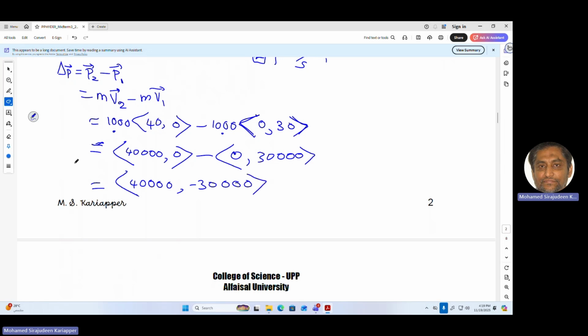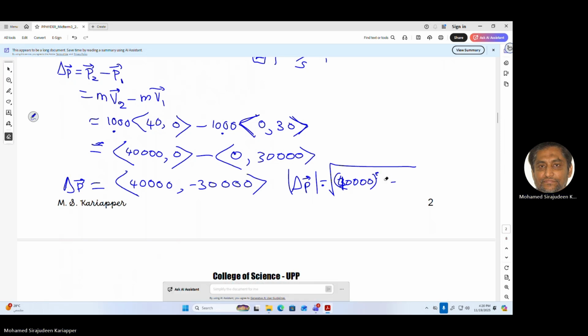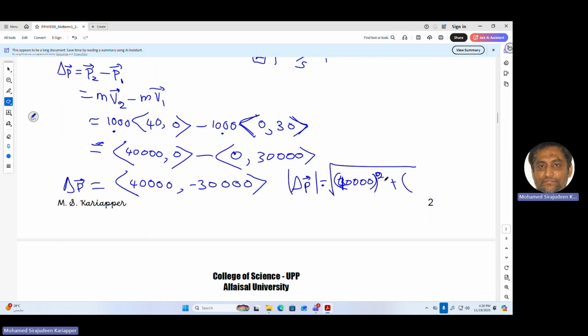But the question is to find the magnitude of the change in the momentum, right? Now you know how to get the magnitude. Oh, sorry, this is not the magnitude. This is in vector form. So magnitude is the Pythagoras theorem. You take the x component, which is 40,000, square it, and you take the y component, which is negative 30,000, square that too.